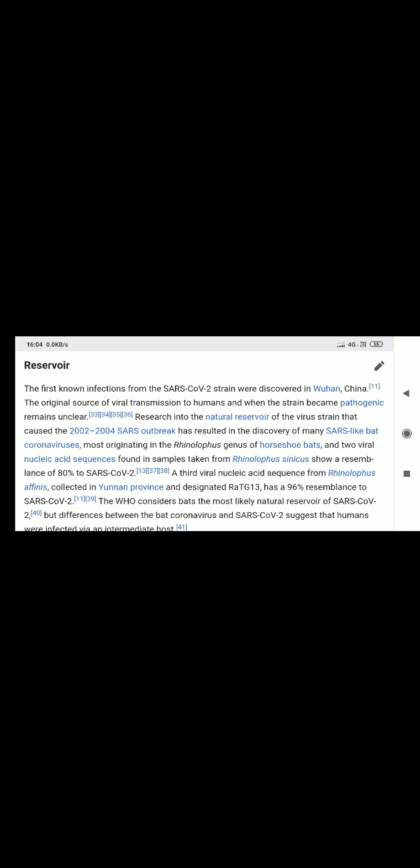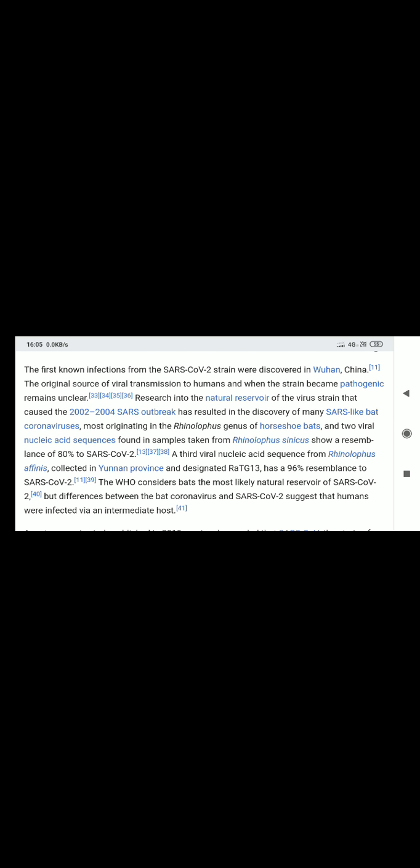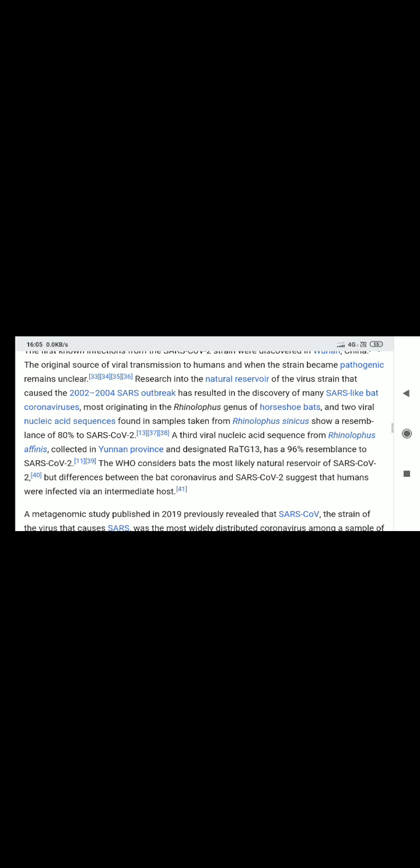The bat that is implicated is Rhinolophus sinicus, and nucleic acid sequences found in samples taken from it show a resemblance of 80% to SARS coronavirus 2. A third viral nucleic acid sequence from Rhinolophus affinis collected in Yunnan province, designated RaTG13, has a 96% resemblance to SARS coronavirus 2.